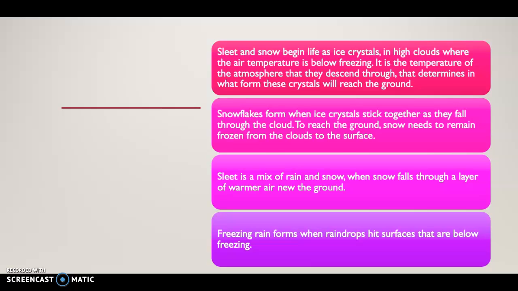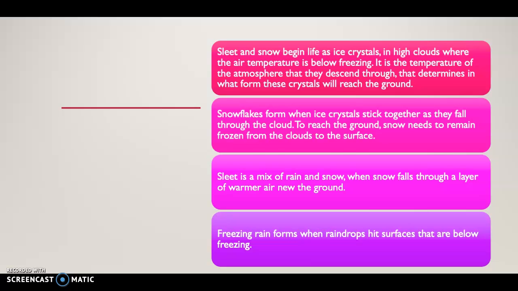Snowflakes form when ice crystals stick together as they fall through the cloud. To reach the ground, the snow needs to remain frozen from the cloud to the surface. So if it doesn't remain frozen from the cloud to the surface, then obviously we will not have snowflakes.